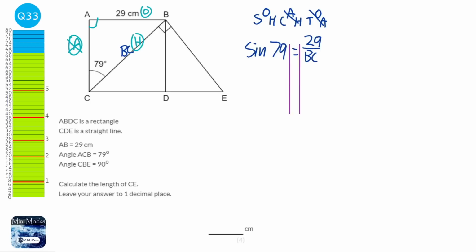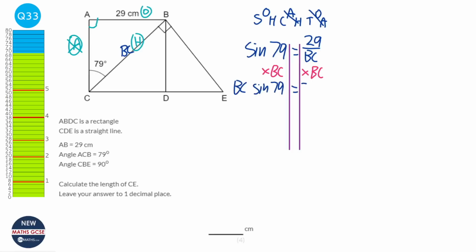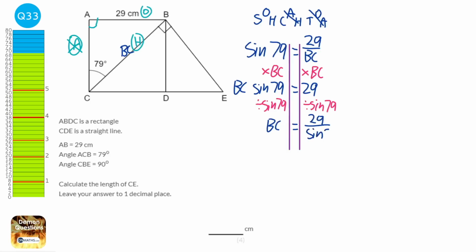So I'm going to put my solving lines in. And we need to times both sides by BC first of all. So we end up with BC sine 79 equals 29. And we're just going to divide both sides by sine 79. Just a bit of rearranging. So BC will be 29 over sine 79. And when you do that in the calculator, you get 29.542 and so on.